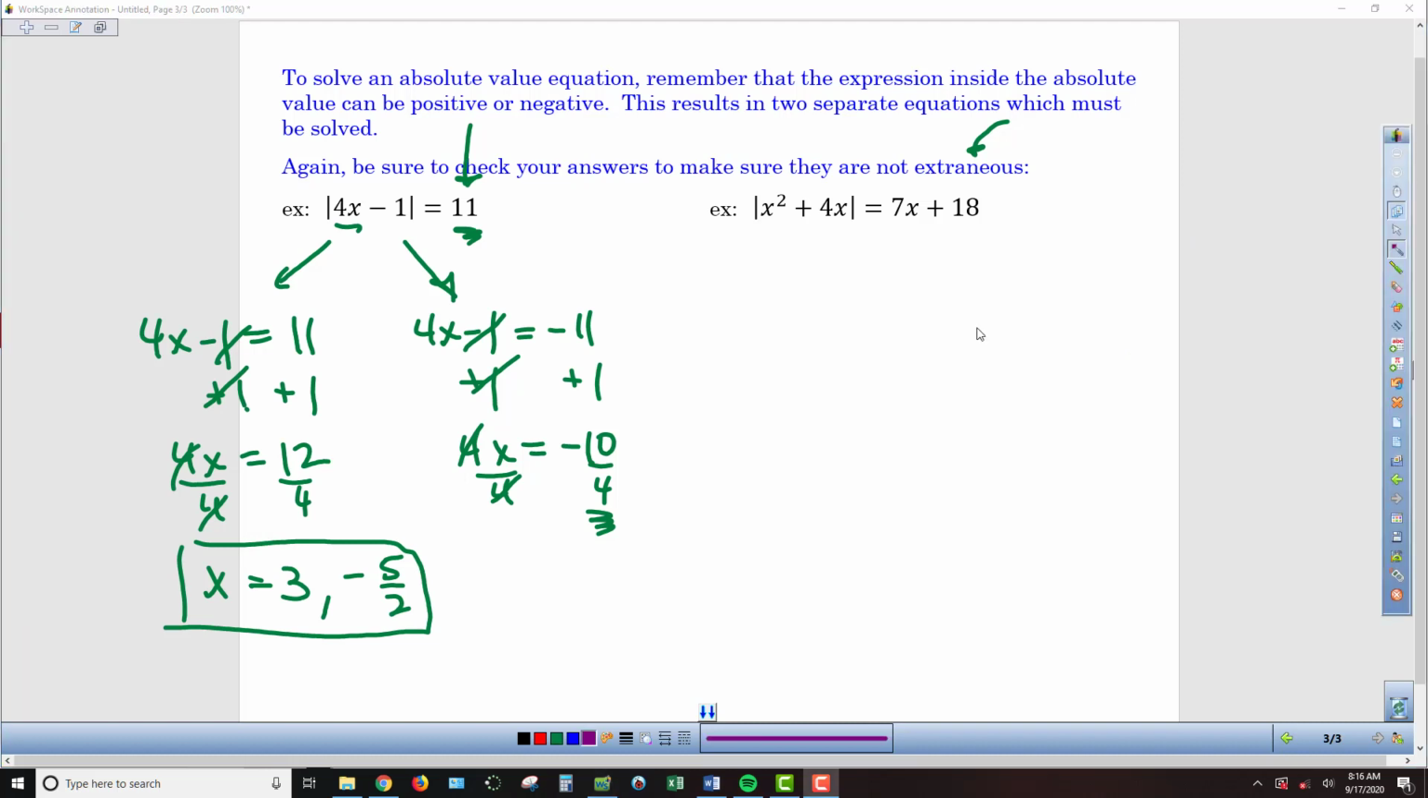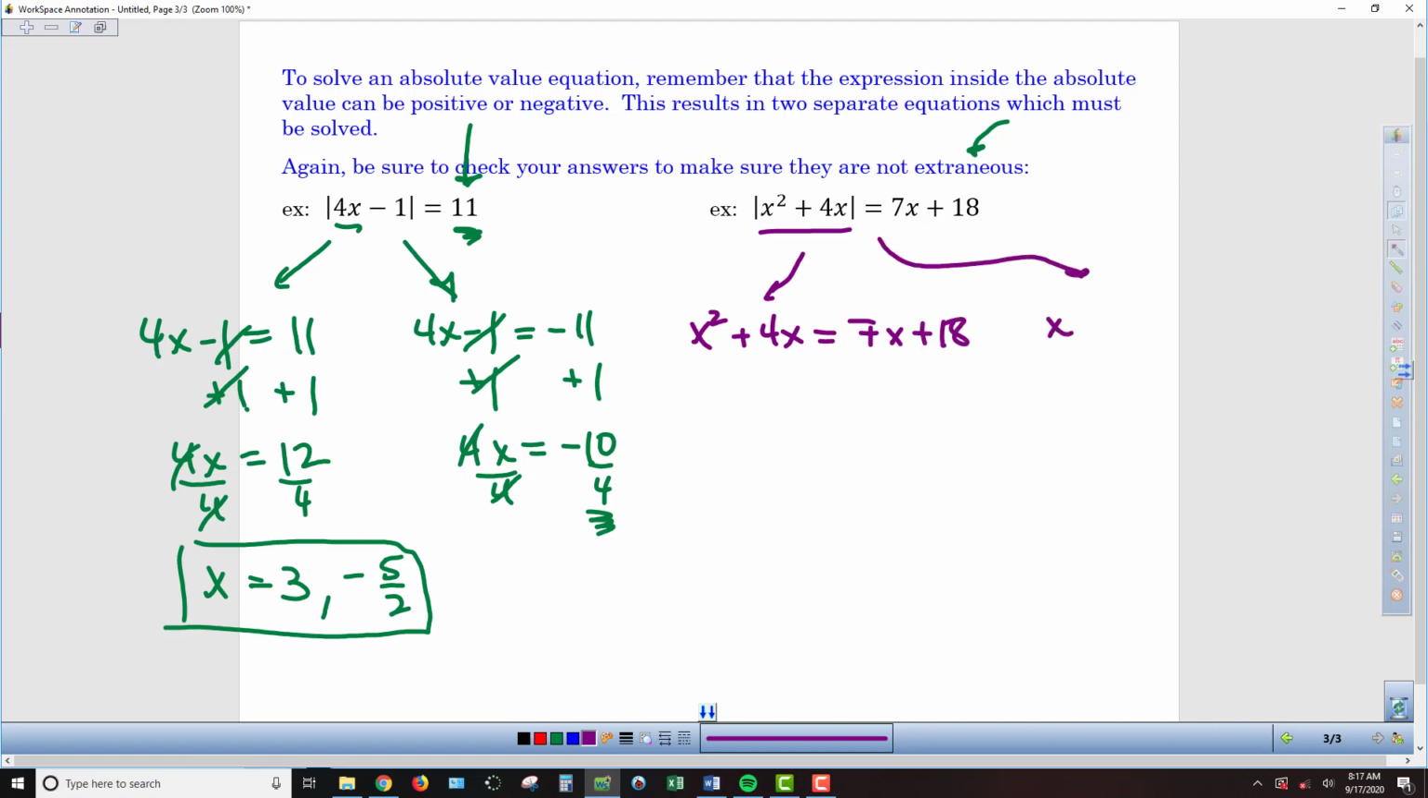In our final example, we're going to take the same approach. The absolute value is already isolated, so we don't have any preliminary work that we need to do. So we're going to split the problem in two. We're going to take x squared plus 4x, what's inside the absolute value, and set it equal to what we see, 7x plus 18. And then I'm going to take that same thing, x squared plus 4x, and then I'm going to set it equal to the opposite.